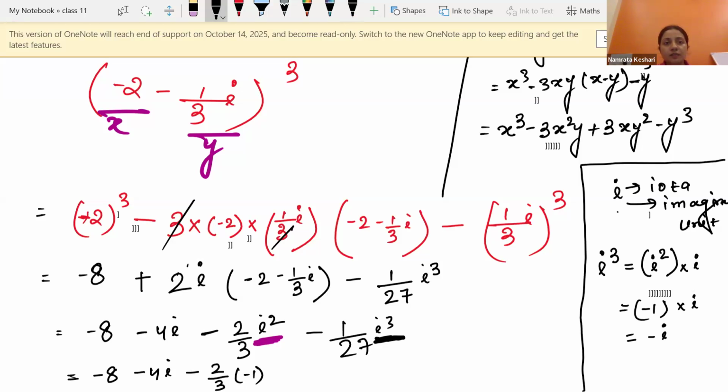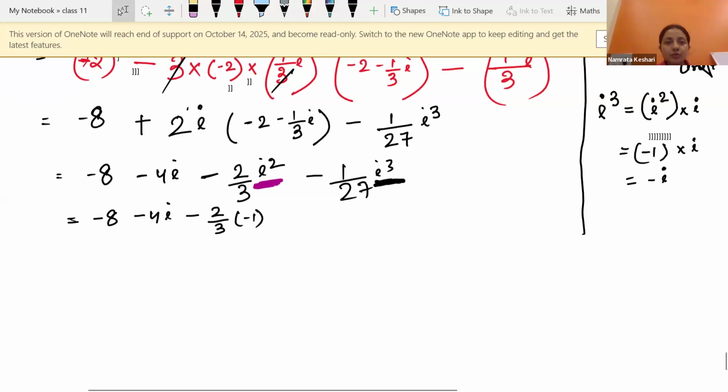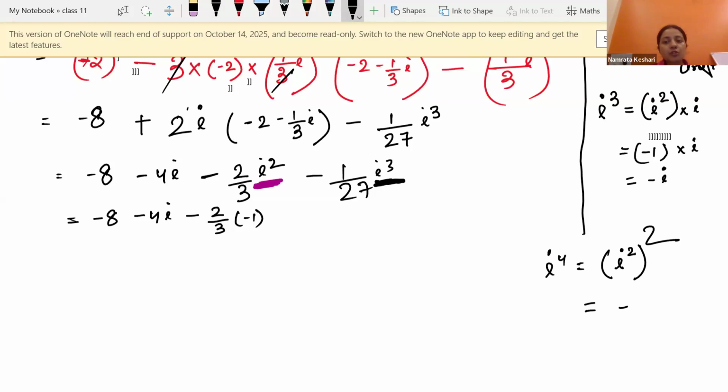Yes. See, Manvi, for your clarity, if you have to find i to the power 4, you need to start with i square. Whatever be the exponent you are trying to find, you should always start with i square and then try adjusting the power as much as possible. If you are trying to make power 4, then you can write i square whole square. Now i square value is minus 1, whole square. That means i to the power 4 is 1. Are you understanding?